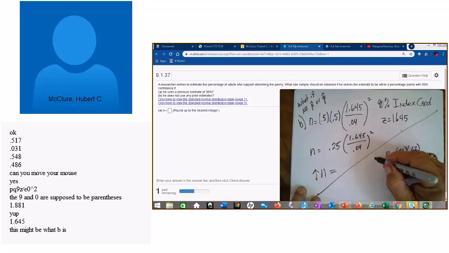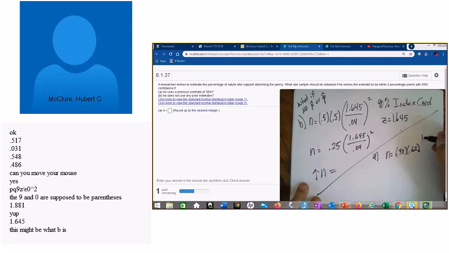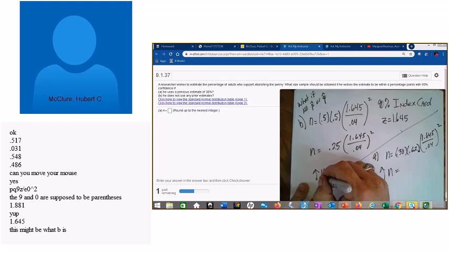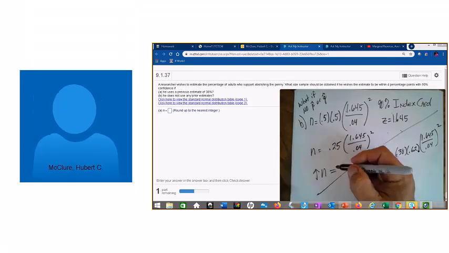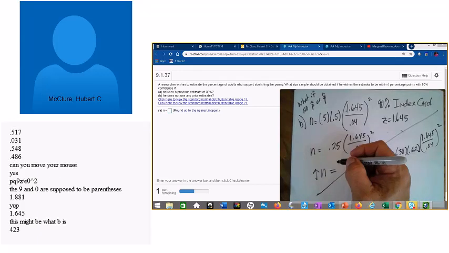I like the question. I don't like the way they're delivering it. So A is 1.645 over 0.04. Somebody do this math for me and round up. Miss Carver, did you do B? What did you get for B? Did you round it up? Okay, there it is, 1645.